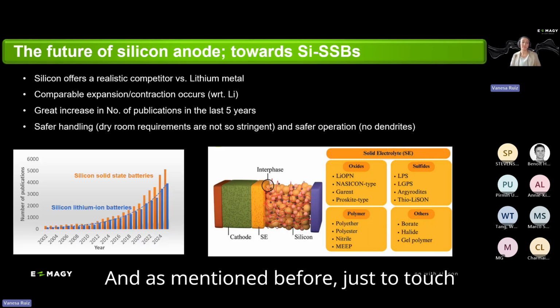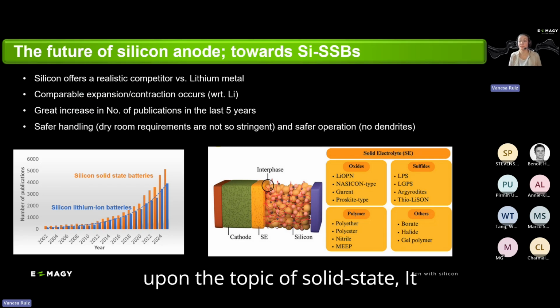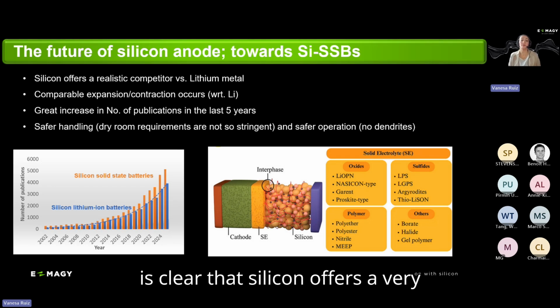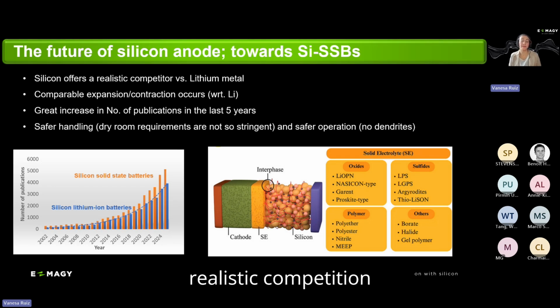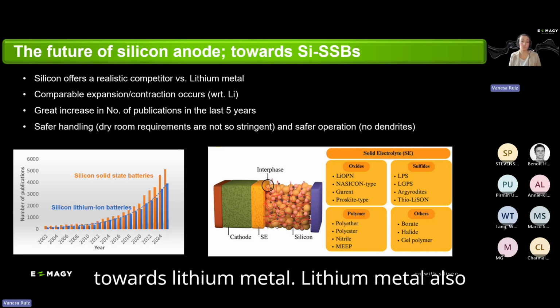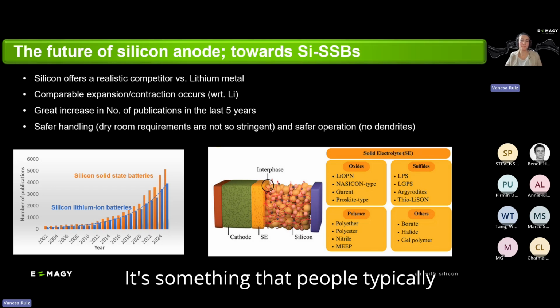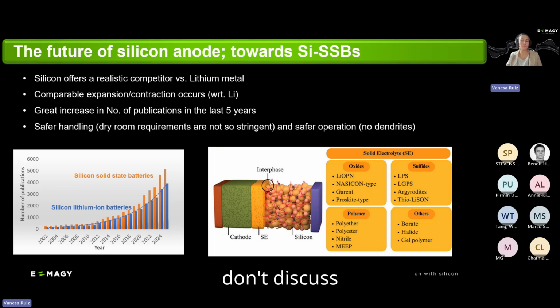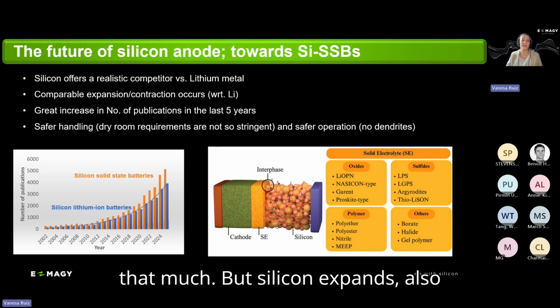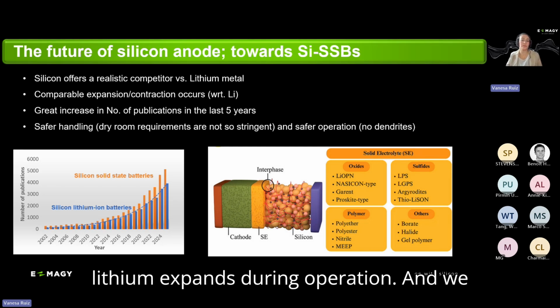And as mentioned before, just to touch upon the topic of solid state, it is clear that silicon offers a very realistic competition towards lithium metal. Lithium metal also expands and contracts during operation. It's something that people typically don't discuss that much, but silicon expands, and lithium also expands during operation.